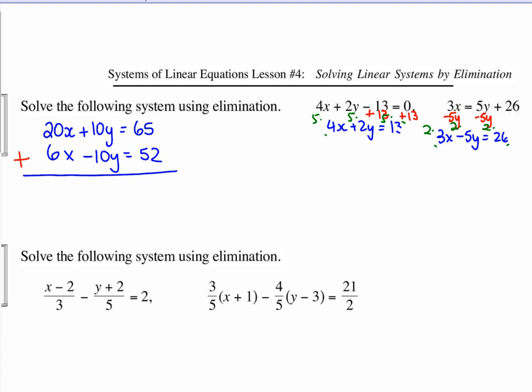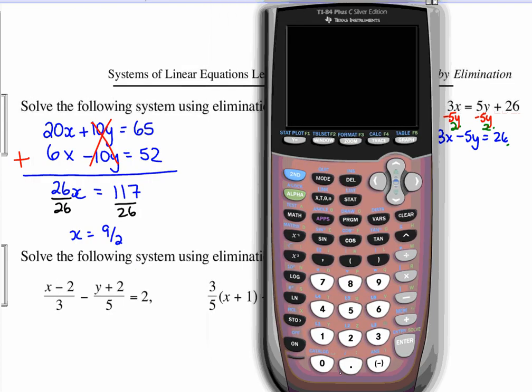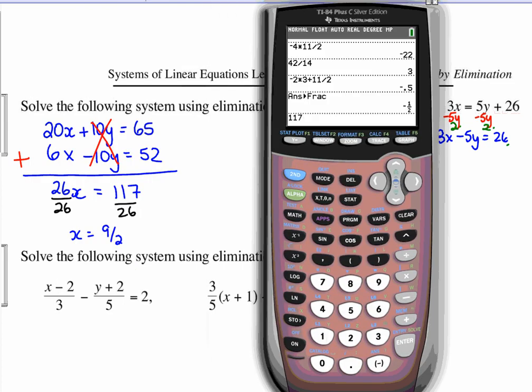But then they said no. But I can do that one if I can show you after. 20 plus 6. The y's equals 117. Divide both sides by 26. Is it a fraction or 9 over 2? So you have to go math, enter in your calculator. 117 divided by 26.